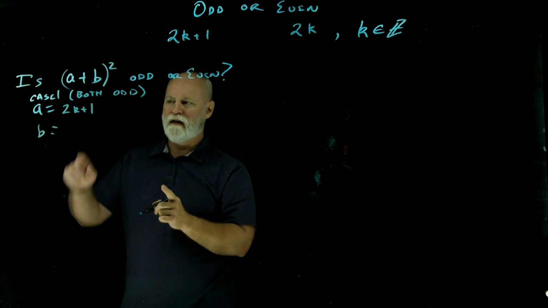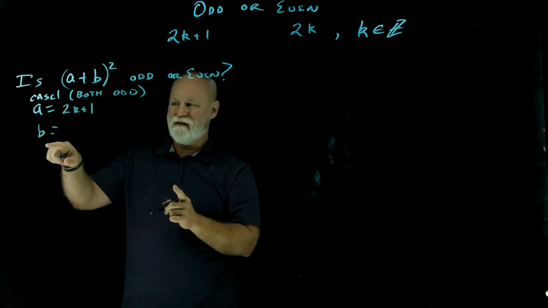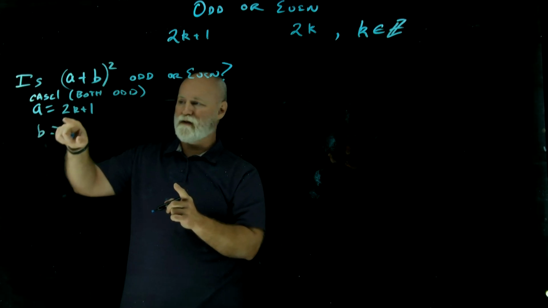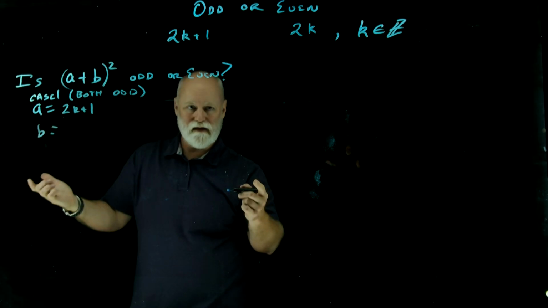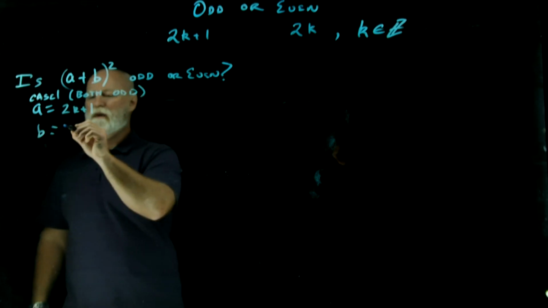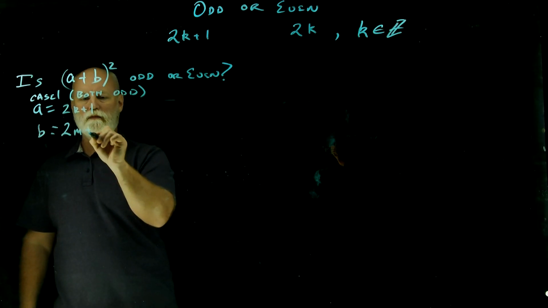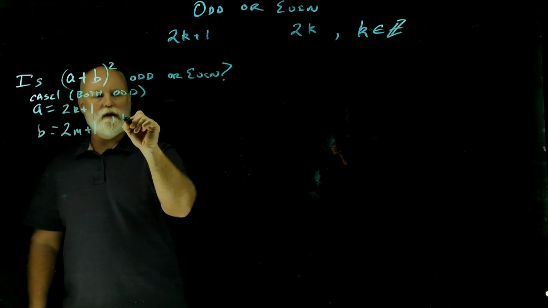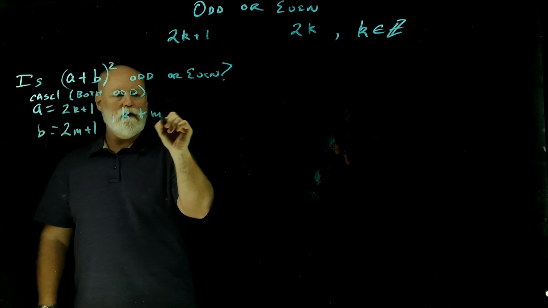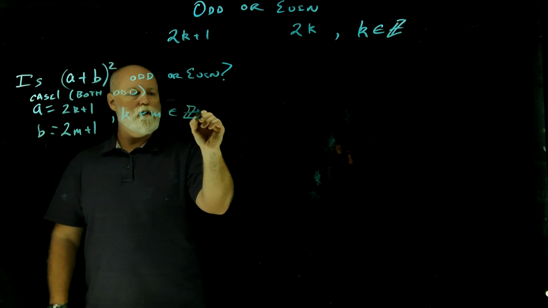to be careful. We can't reuse k, because b and a aren't necessarily the same quantity. If we just did 2k plus 1 again, we're implying they're the same quantity. So we want to make sure they're different, so we're going to call this 2m plus 1. And here I'm going to say that k and m are some integers.